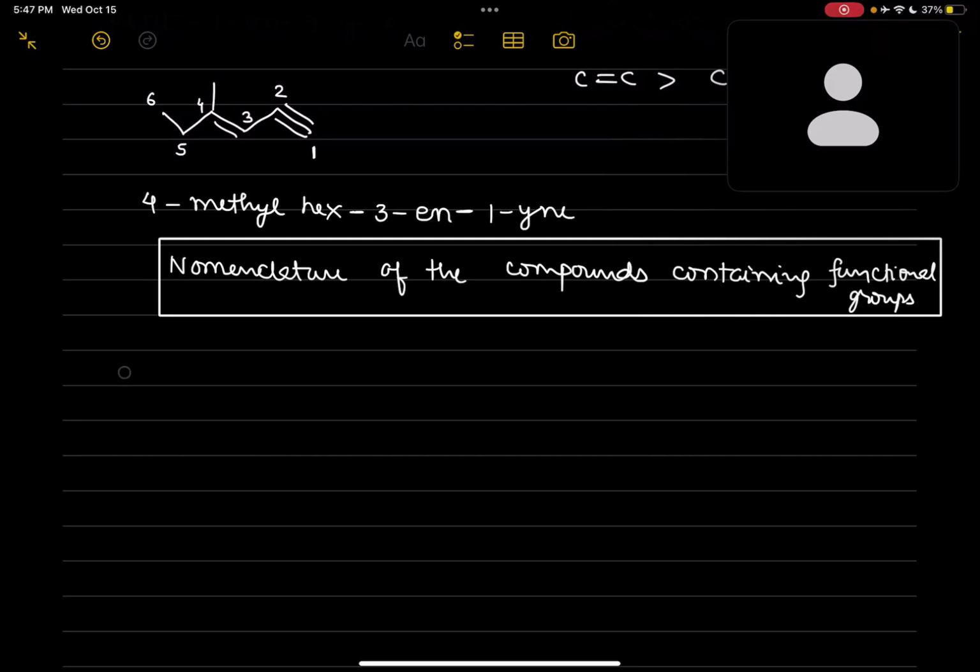Yes, sir. And I am writing the functional groups in decreasing priority order. Okay. So which functional group is this? Name of the functional group. Then you have prefix and suffix.